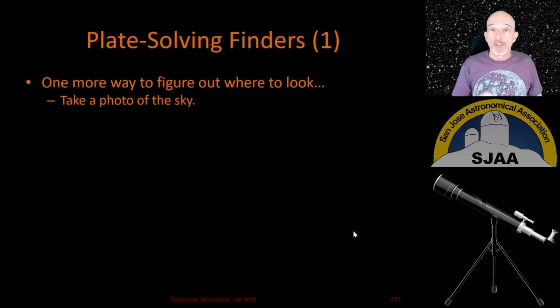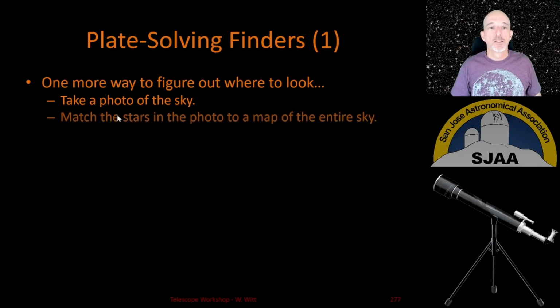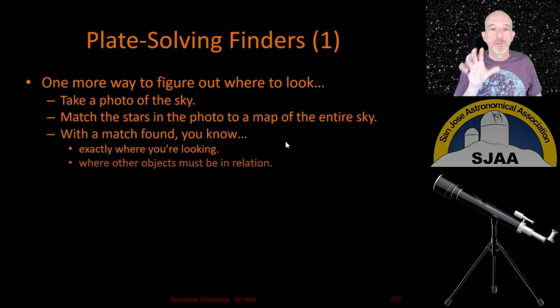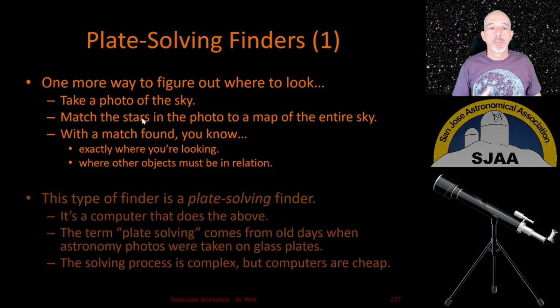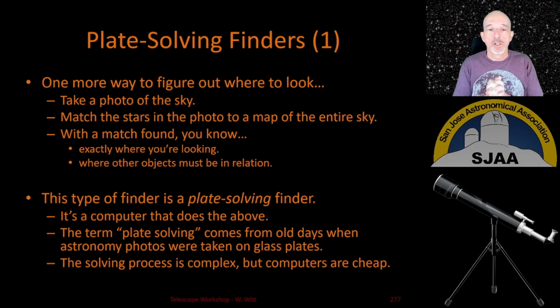A new type of finder that we didn't talk about on Sunday is a plate solving finder. There's one more way to figure out where to look, right? And that method is to take a photo of the sky, match the stars in the photo to a map of the entire sky, and once you've found a match, you know exactly where you're looking. And if you know where you're looking, then you also know where other objects must be in relation to where you are already pointing. Of course, this process of matching the photo against the star map is not easy, but hey, we've got computers, right?